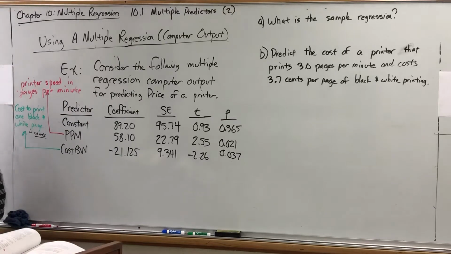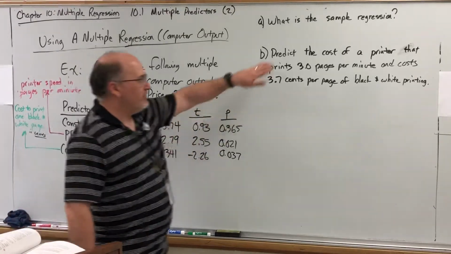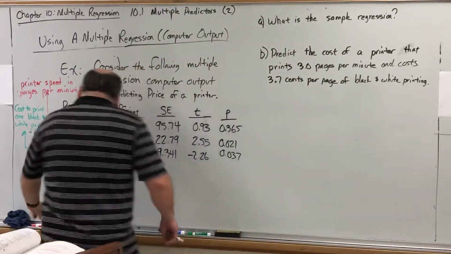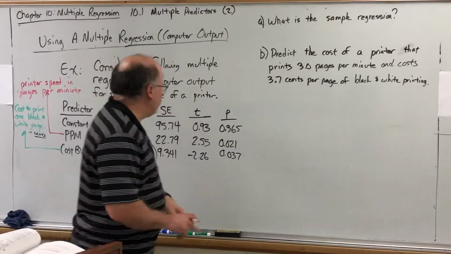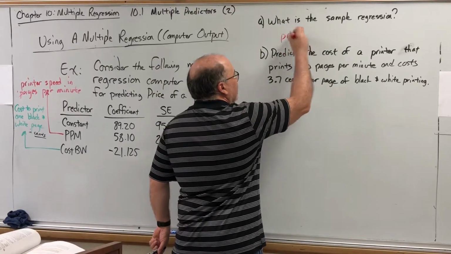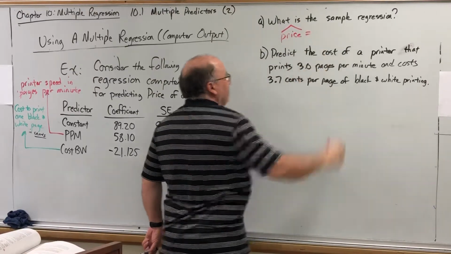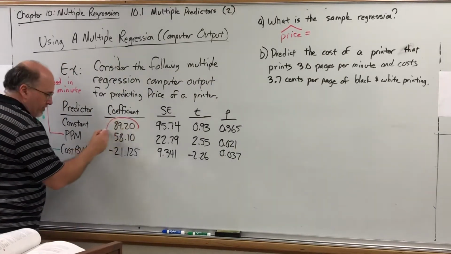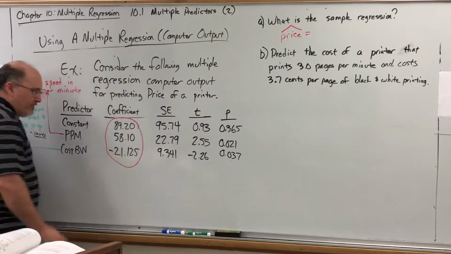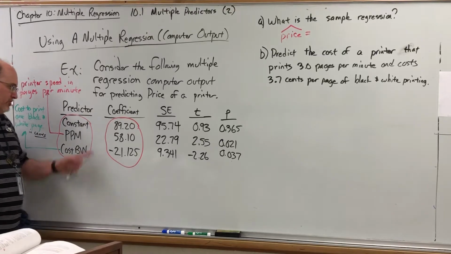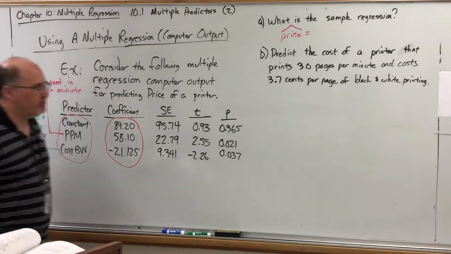So let's talk about how to build the regression, how to build the sample regression equation. We're trying to predict the price of a printer, so we'll start with the predicted price of a printer, so price with a hat on it. And our coefficients are in the coefficient column. Just remember that these are the coefficients for their predictors. Well, the only one that's not technically attached to a predictor is the one that says constant, that's your intercept.